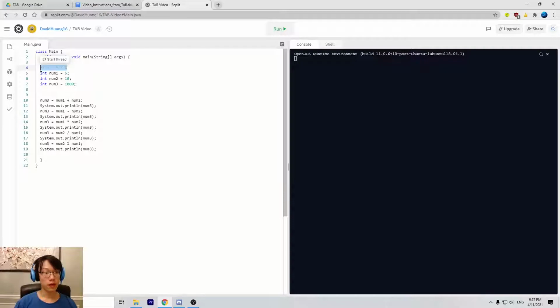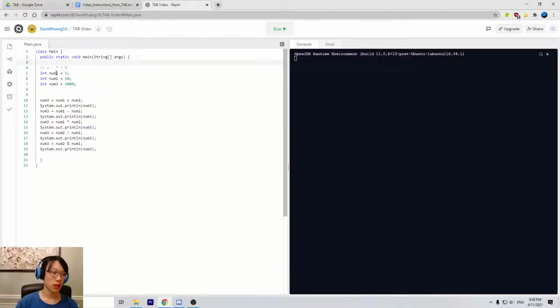So the main operators we're going to be doing in Java today are addition, subtraction, multiplication, division, and modulus division. The first four you guys are probably going to be pretty familiar with. These are just the four basic mathematical operators. The fifth one, modulus division, is probably going to be a little more complex, but they're all very simple.